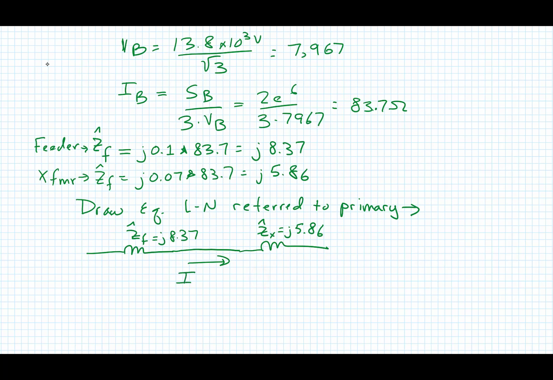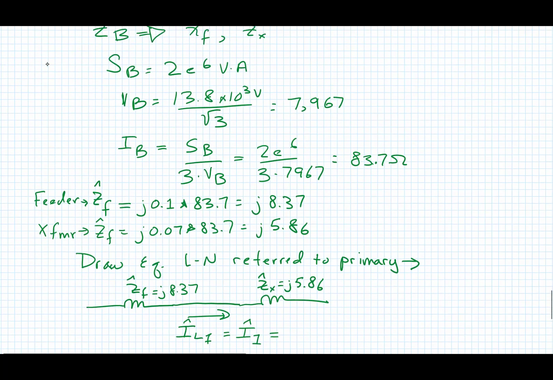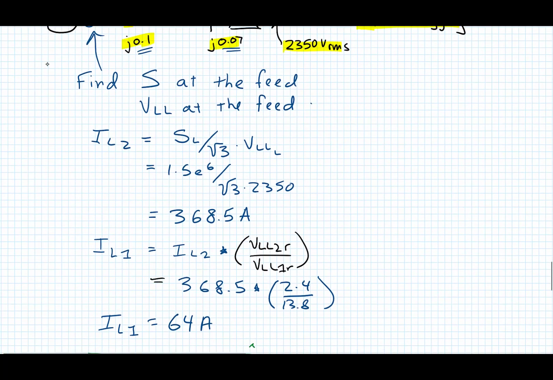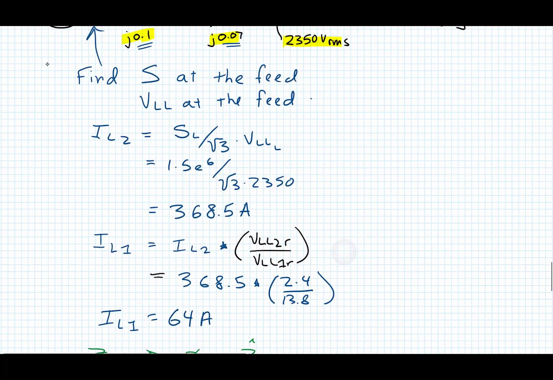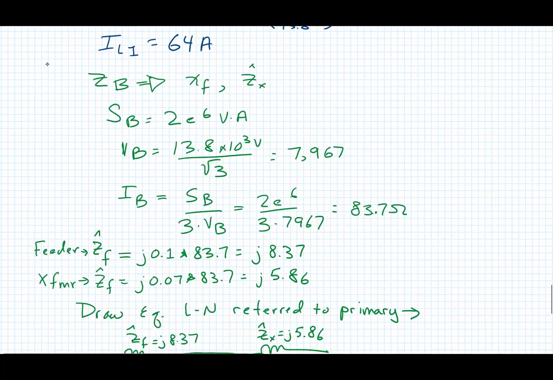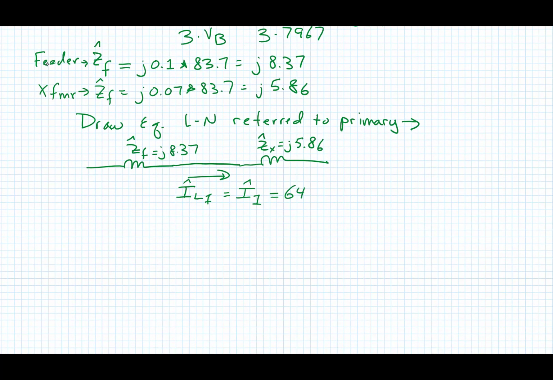We know the current already. This will be I line 1. That's the same as our primary current, looking into the primary side, I1. We know the magnitude. Maybe we don't even need the phase. Let's just check, because I didn't ask for power factor here. But we do know the magnitude. It's 64 amps, but we don't know what the phase angle is here. We defined our power factor at the load.